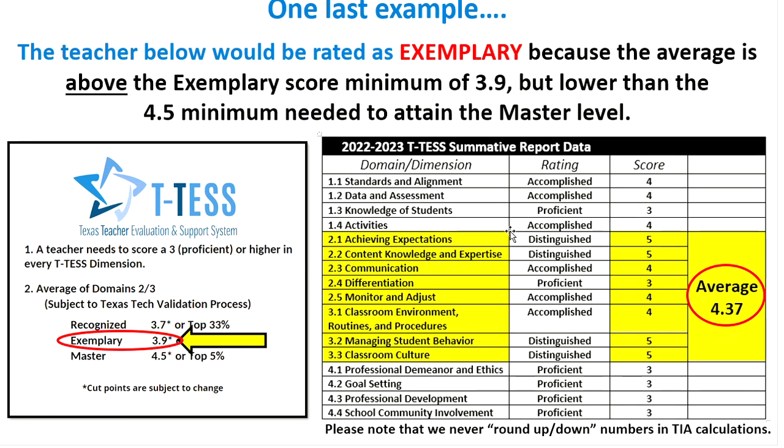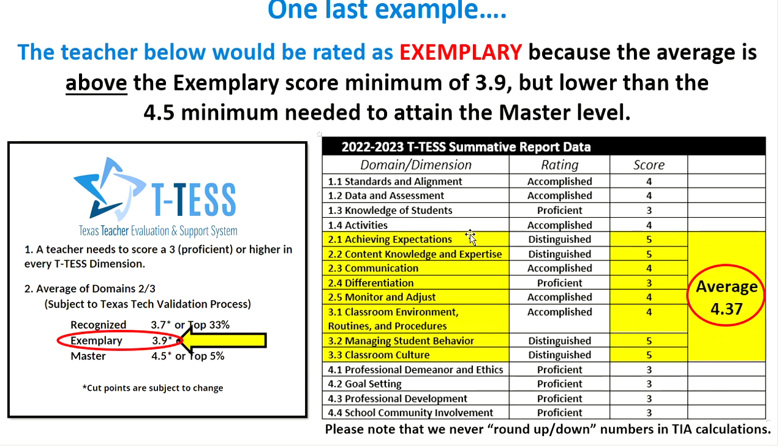One last example. Here we are. Again, we average out domains 2 and 3. Here are the ratings, turned into scores, add them up, divide by 8, and we have an average of 4.37. Again, remember, we do not round up or round down numbers in TIA calculations.